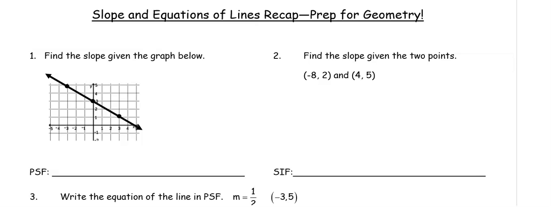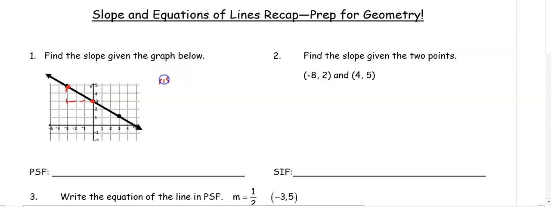This video is about slope and equations of lines recap for geometry. So when we are finding the slope of a line, remember that there are four types of slope: positive, negative, zero, and undefined. In number one, because our line is decreasing from left to right, that's going to be a negative slope. So we can make our slope triangle using these two dots to figure out how much it changed.